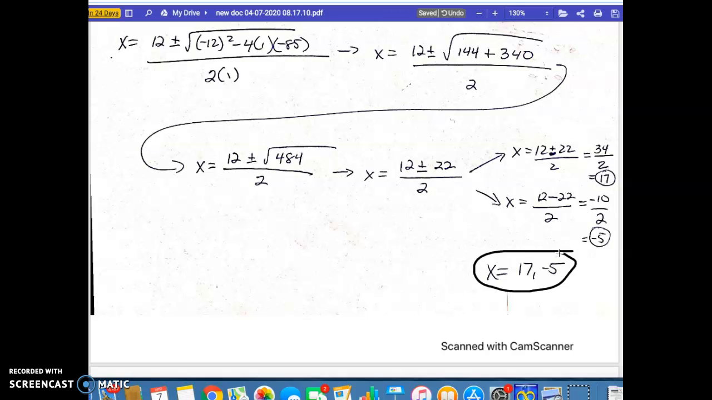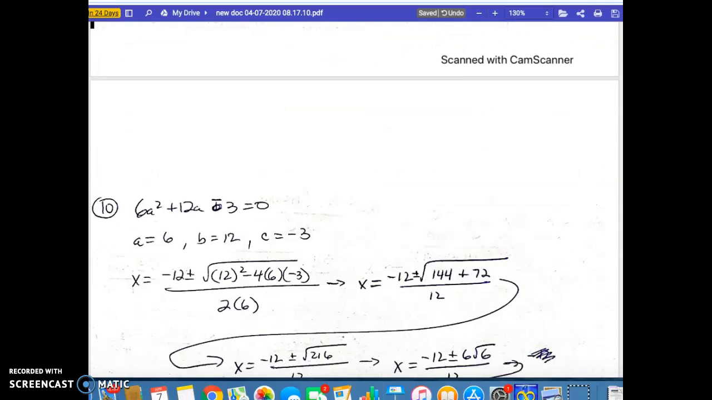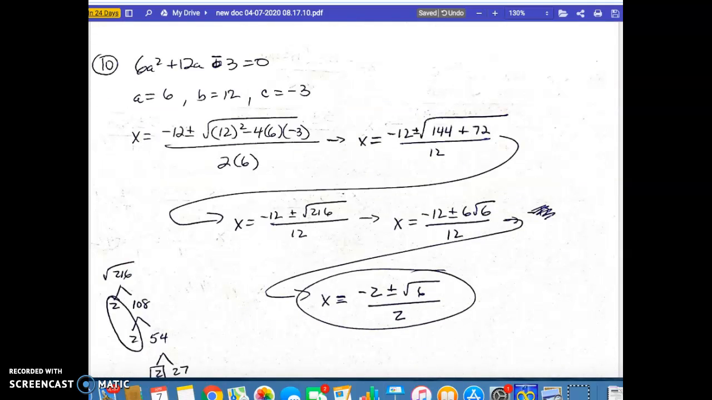All right, so not too bad, but the one more I want to get to is down below here. So this is number 10. The only difference here is you're going to have some radicals in your answer. And this is where we're going to get to with today and for your quiz for tomorrow as well.